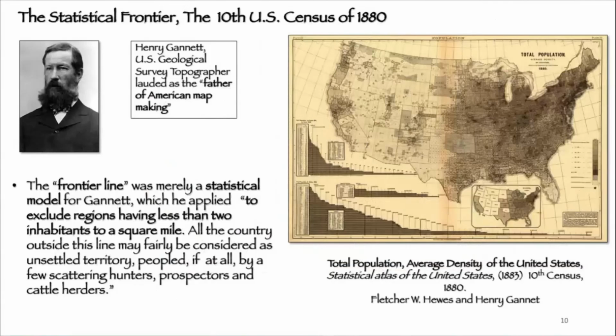The statistical frontier was first established in the U.S. Census of 1880 by Henry Gannett, and for him the frontier line was merely a statistical model, which he applied to exclude regions having less than 2 inhabitants to a square mile. And Gannett can be lauded as the father of American map making, really bringing statistical cartography into play in the representation of the U.S. Census.